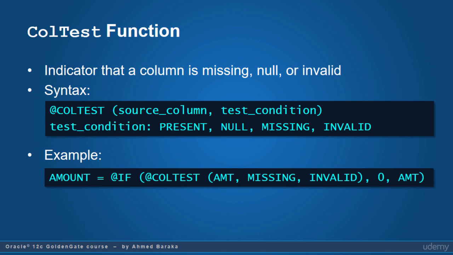CallTest function is used to test if a column value is present, null, missing, or invalid. The function returns true or false based on the value you are testing. The example in the slide is testing the AMT column. If it is missing or invalid, it will return 0. Otherwise, the AMT value is assigned to the amount column.